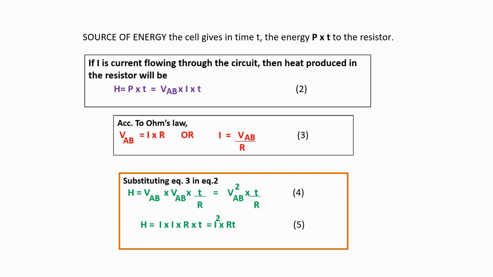Now I will substitute Ohm's law, that is VAB equals I into R, in equation 2. I get heat is equal to I into R into T, which is I square into RT. This is the Joule's law of heating, and these equations we will be needing to solve problems.